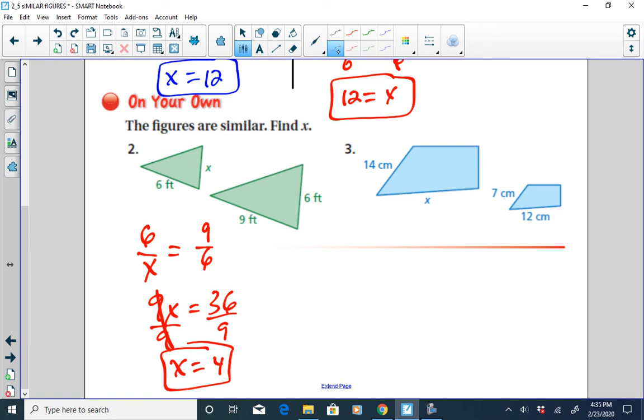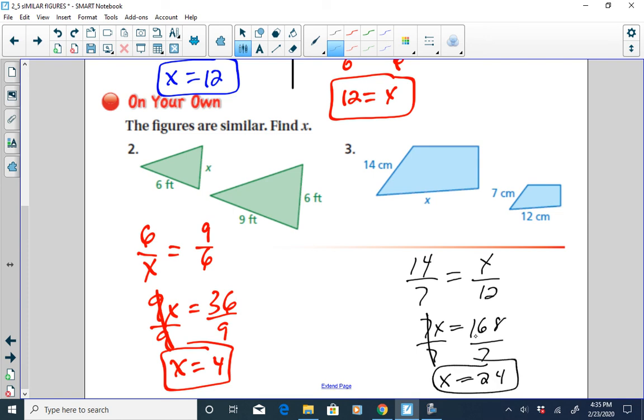Okay, let's try this next one here. We did within there. Let's do between. So if I do 14 to 7, the corresponding ratio would then be x to 12. We cross multiply. 7 times x is 7x. What's 14 times 12? Well, 14 times 10 is 140, plus another 28. That's 168. And when we divide by 7, the 7's cancel. X is equal to, what's that, 24? X would be equal to 24. These are centimeters, of course.